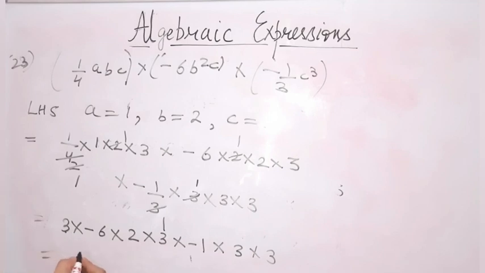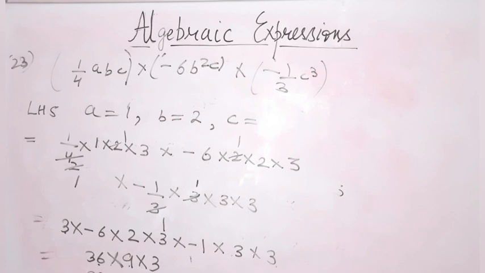3 6s are 18, 18 twos are 36. Okay, 36 multiplied by 3 3s are 9, 9 3s are 27. 36 multiplied by 9 multiplied by 3. Now 9 6s are 54, 5 carry, 9 3s are 27, 27 plus 5, so 324 multiplied by 3. Again 3 4s are 12, 3 2s are 6, 7, 3 3s are 9. So the final answer is 972.